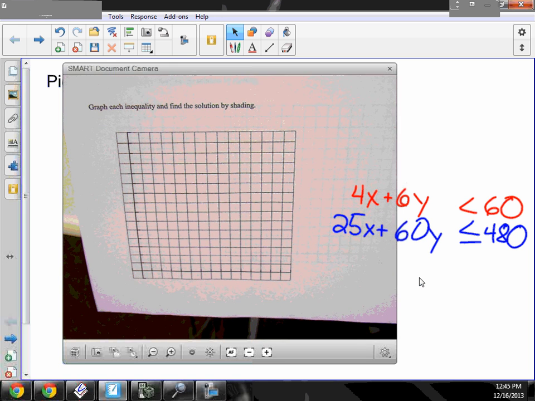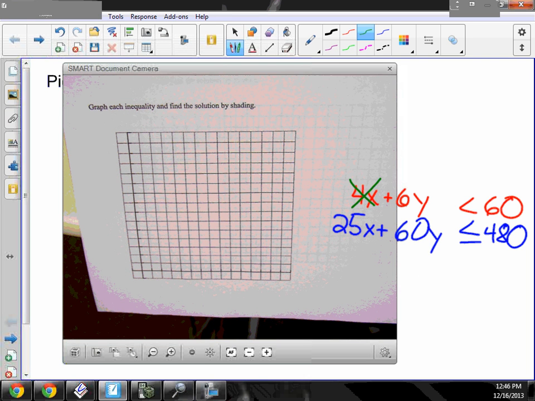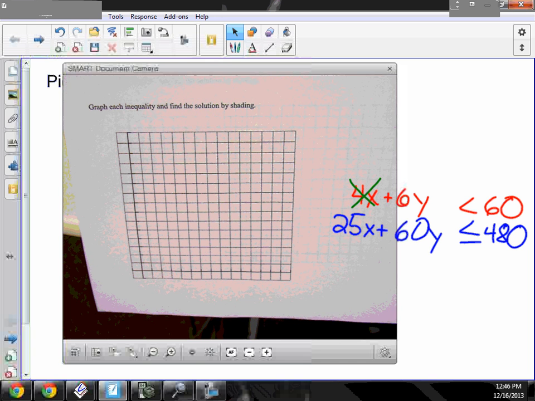What is the value of x on the y-axis? What is the x value here? 0. If you're on the y-axis, the x value is 0. So if I plug 0 in for x, if I cross this out, I'm left with 6y less than 60. I divide by 6, and y is 10. So I'm going to put a dot at y equals 10.